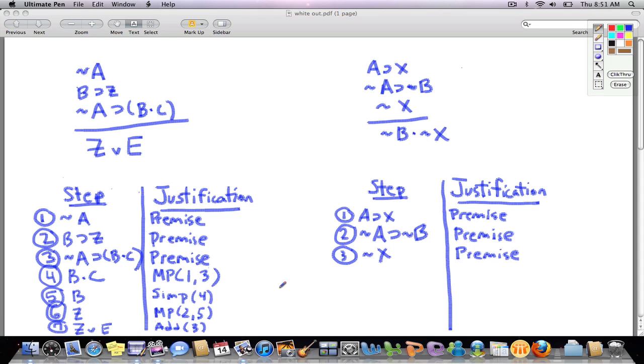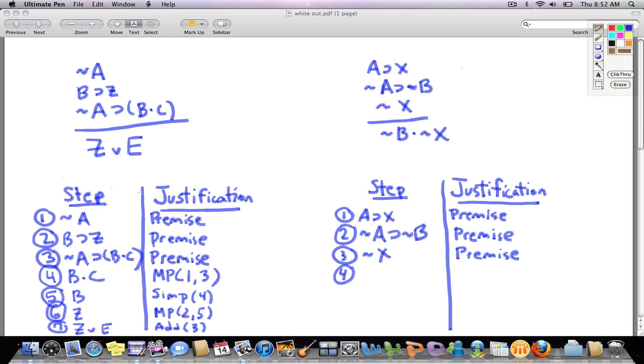Okay, second proof. This one's actually probably slightly easier. We have if A then X, if not A then not B, not X. We're trying to get not B and not X. Let me talk it out going backwards. Conclusion: not B and not X. Look at what we have then. We already have not X.